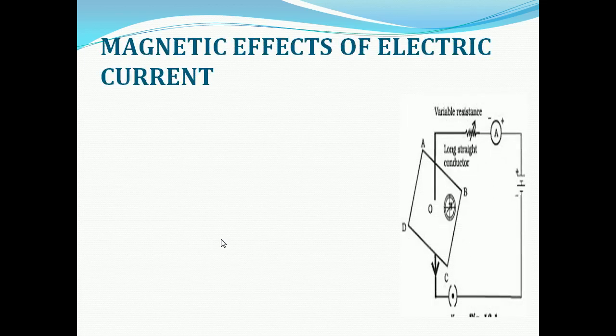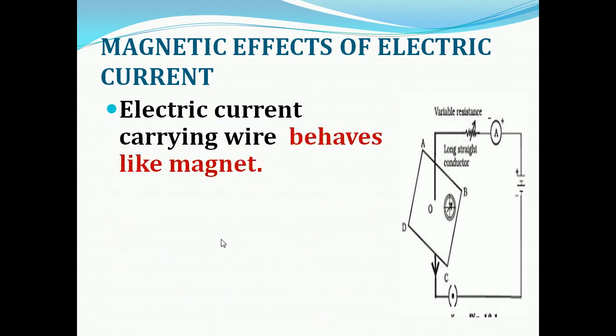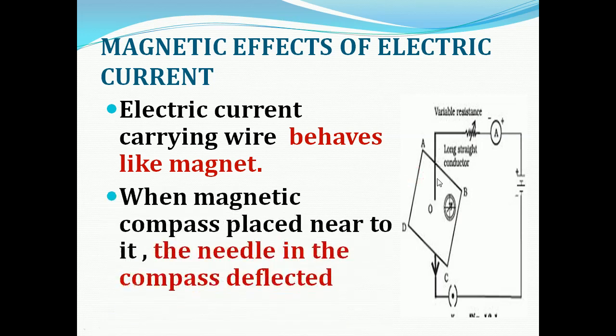So we know that an electric current carrying wire behaves like a magnet. Okay, let us perform the activity to reinforce it. For this, you have to take a straight thick copper wire, and we have to place it between the points X and Y.